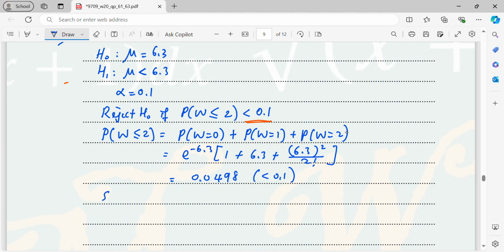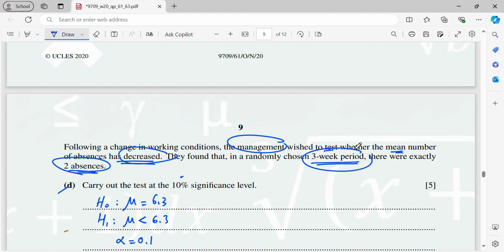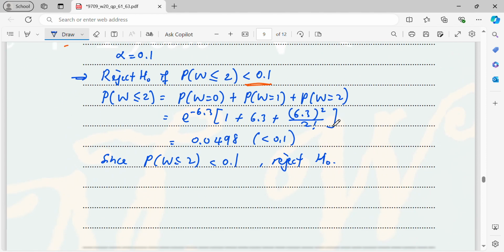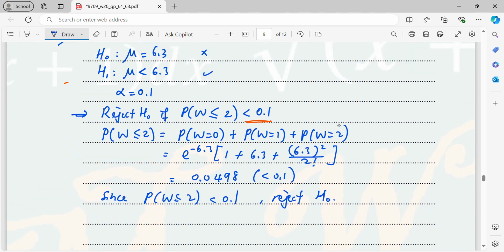So my decision is, since the probability is less than 0.1, therefore we reject H0. Because it is clearly stated here, reject H0. When we reject H0, you need to check whether the management's doubt is correct or not. So we have rejected H0, which means there is sufficient evidence to conclude the mean number has decreased.